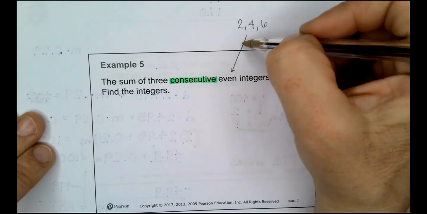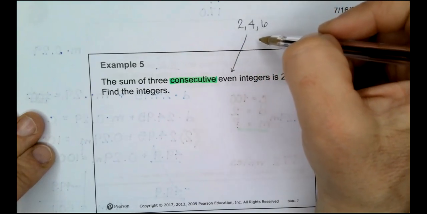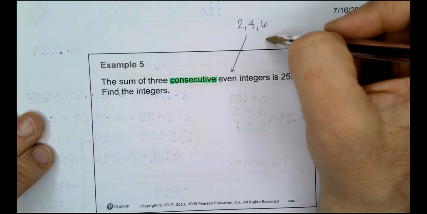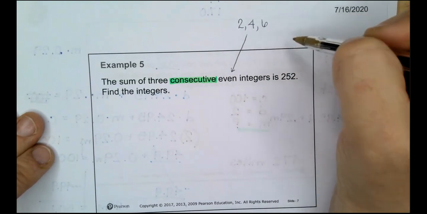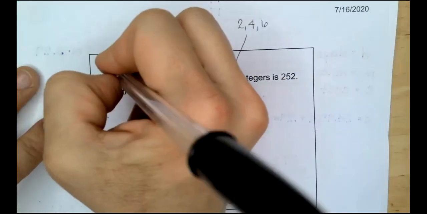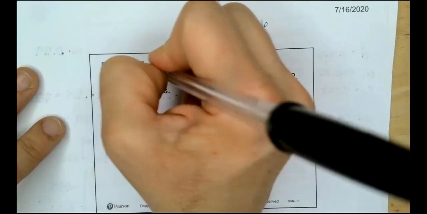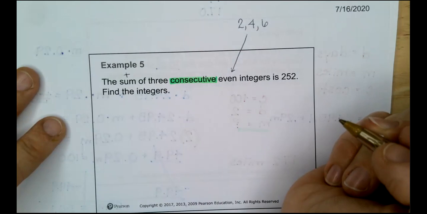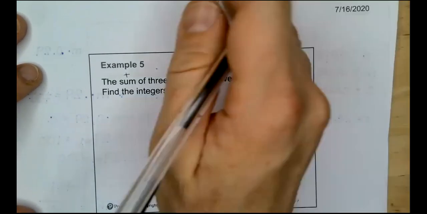Or 88, skip 89, 90, skip 91, 92. Okay? So if the sum of them means we add. If you add 3 consecutive even integers, you'll get the number 252.